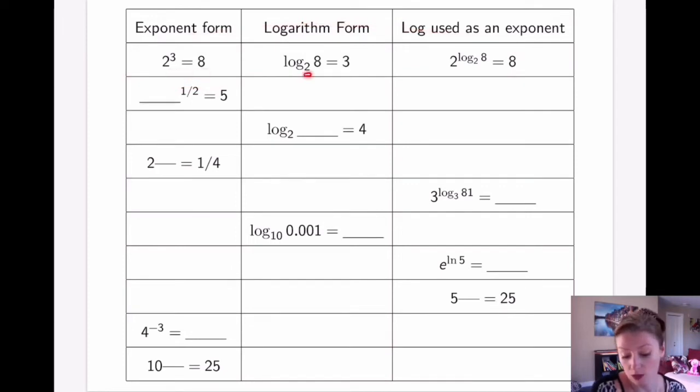Which means that logarithm base 2 of 8 is equal to 3. Sometimes it's easier to go the other way around, because this is the power to which you have to raise 2 to get 8. The other way to think about this is that log base 2 of 8 is the power to which you had to raise 2 to get 8. So instead of writing a 3, we can write log base 2 of 8 there.